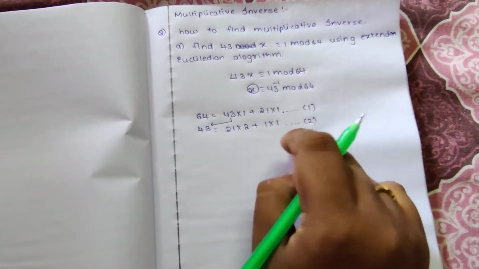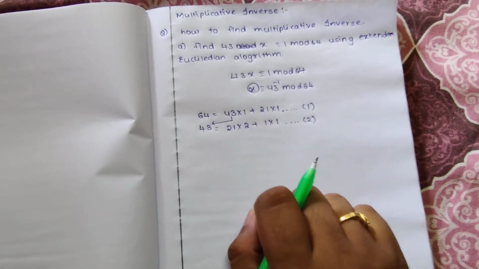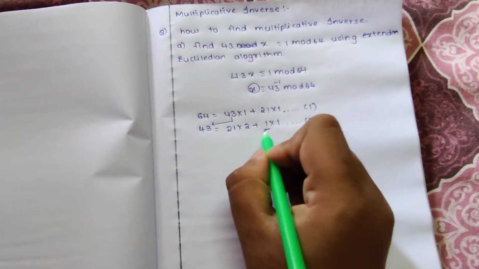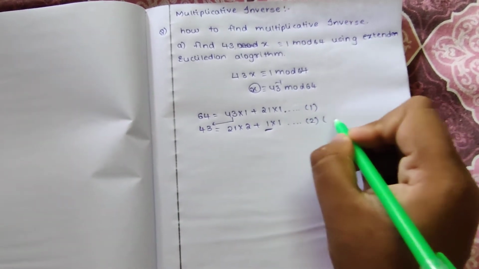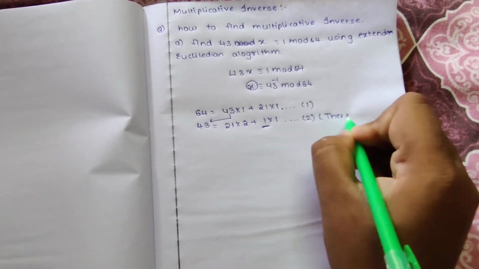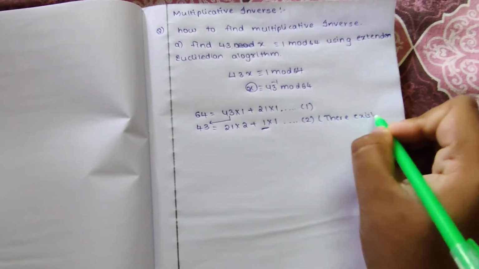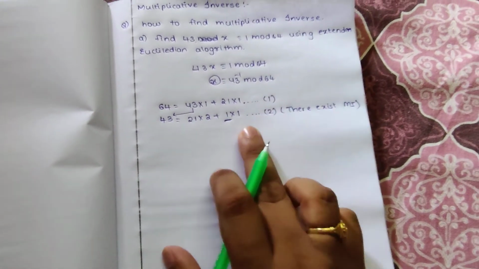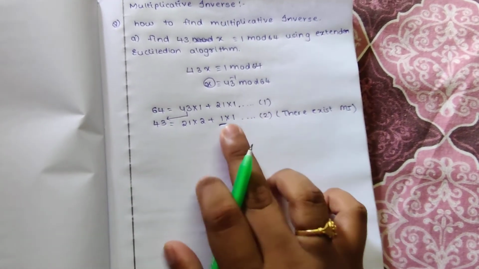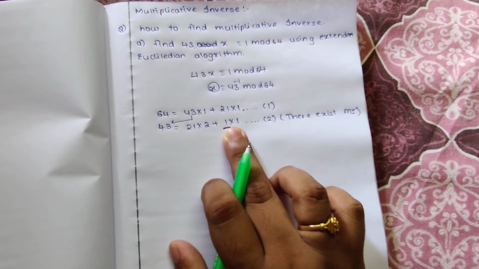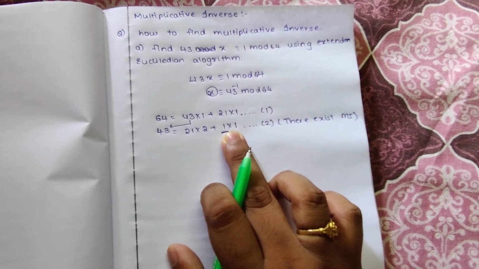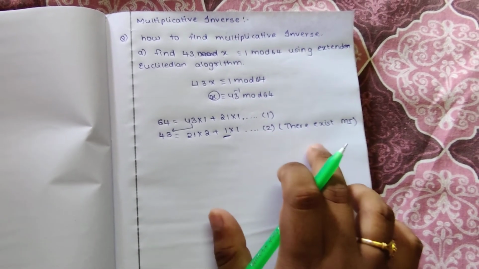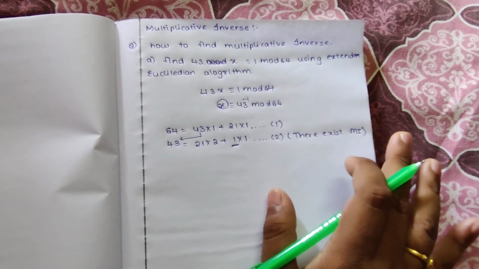In this sum we will stop at these two equations because here we get 1. When we get 1, it clearly states that there exists a multiplicative inverse. If we get 0 here in place of 1, we can say that the solution does not exist, which means we can't find a multiplicative inverse. Now we got 1.